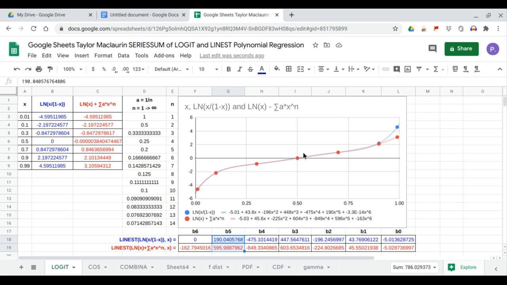So this shows the LINEST polynomial regression of the LOGIT function and the Taylor-Maclaurin series sum of the LOGIT function.